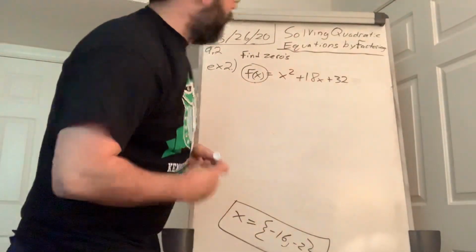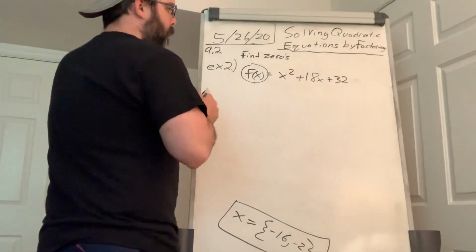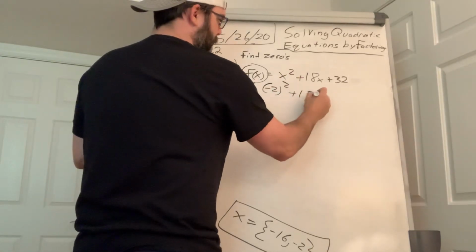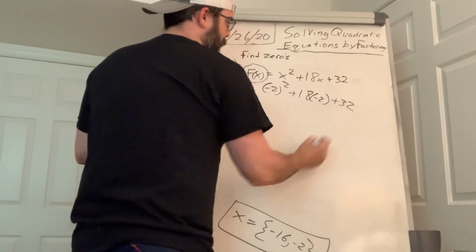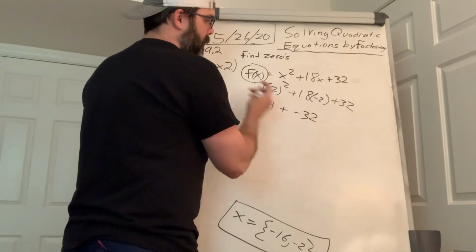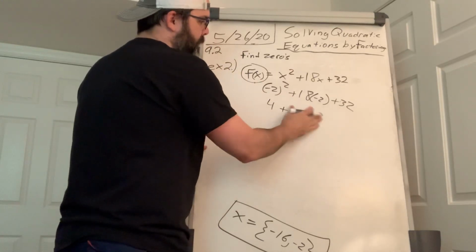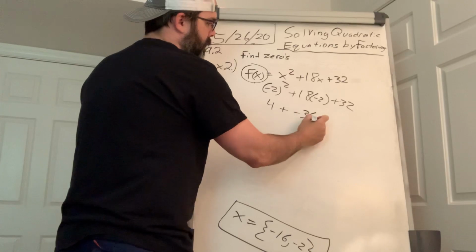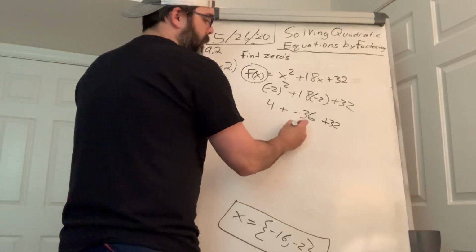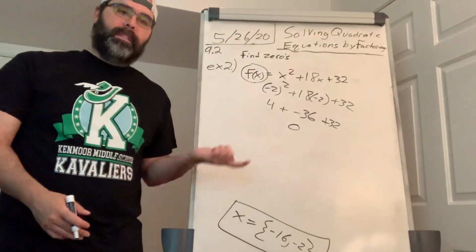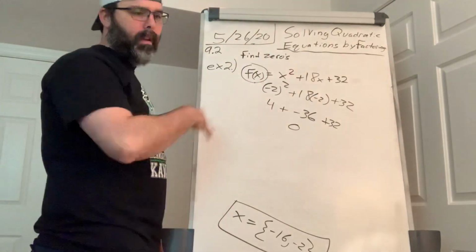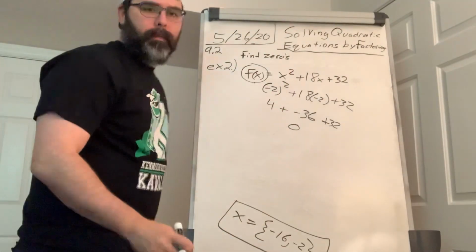So I'm going to check it. Let's start with -2. What is -2 squared plus 18 times -2 plus 32? -2 squared is 4 plus -36, sorry, plus 32. Your answer is going to be 0. And that's what we wanted. We wanted a number that would give us 0, right? Okay, so that definitely works. I'm not going to do negative 16 because I don't feel like squaring it and doing all that, but if you plugged it in there, you'd end up with 0.